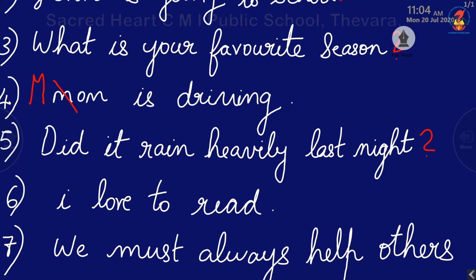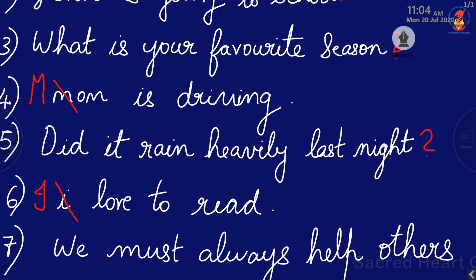Now the next sentence. I love to read. Here also you can see this small letter i. Cancel the small letter i and make it a big I. I love to read. The full stop is already given. So what is wrong in the sentence? Capital I, make it capital I.